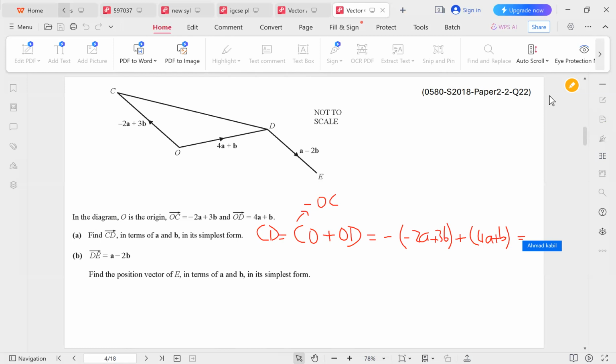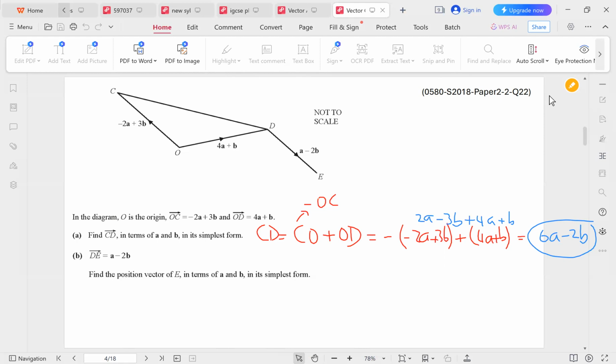So let's simplify. Here this becomes 2A minus 3B plus 4A plus B. So we get 6A minus 2B as the final answer. In question B, we are told DE equals A minus 2B. Find the position vector of E in terms of A and B in simplest form.